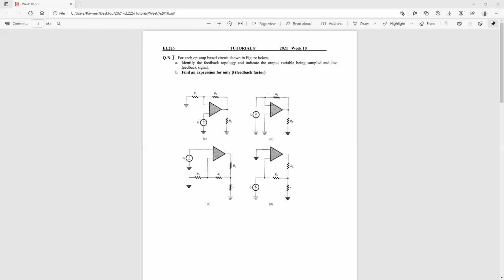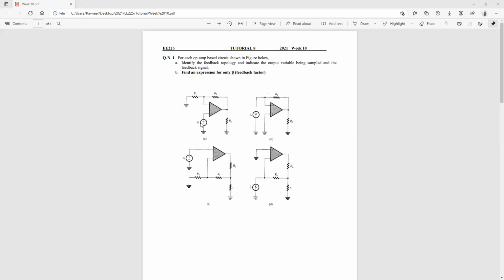So let's get started. Question number one says: for each of the op-amp based circuits shown in the figure below, A, identify the feedback topology and indicate the output variable being sampled and the feedback signal. So basically we have to identify the feedback signal, the output variable and the feedback topology, and B, find the expression for only beta, or the feedback factor. There are four circuits over here, so let's quickly identify the topologies for all of these.